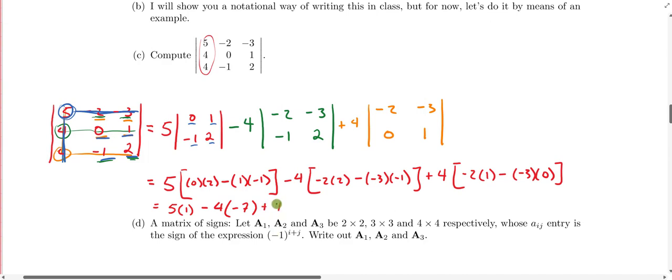And then plus 4 times, and here we would end up with negative 2. That is, the determinant of this orange 2 by 2 matrix came out to be negative 2. And if I clean all this up, we've got 5 plus 28 minus 8. And so the determinant of this 3 by 3 matrix is 25.